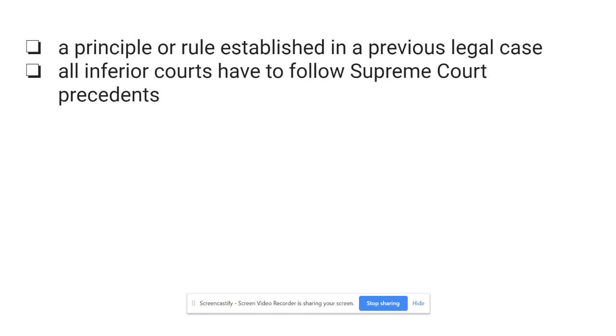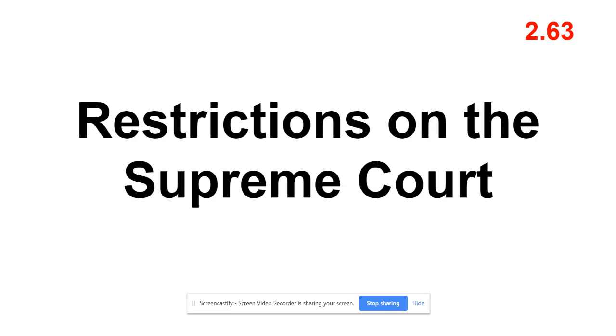All right, and the idea here is that all inferior courts, courts below the Supreme Court, have to follow Supreme Court precedents. So precedents are set by the Supreme Court, and then every state, every court underneath it must follow it. Awesome. That's it for precedents. It's pretty easy.